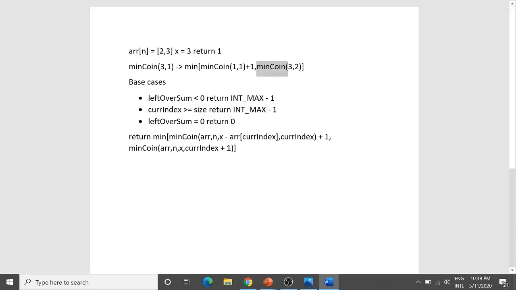So if I do not make use of the denomination present at index 1, I would be branching for min coin 3, 2. And if I make use of it, then I would be branching for min coin 1, 1, but again I would be adding 1 to it. Why did I add 1? Because I made use of this index 1, and the denomination on that index was 2. Hence, I would be subtracting this 2 from the leftover amount, and I would be left with only 1. Now, what is this subproblem? Min coin 1, 1. And what is this subproblem? Min coin 1, 1. So we can easily see that we do have overlapping subproblems. So our first property is fulfilled towards our DP solution.